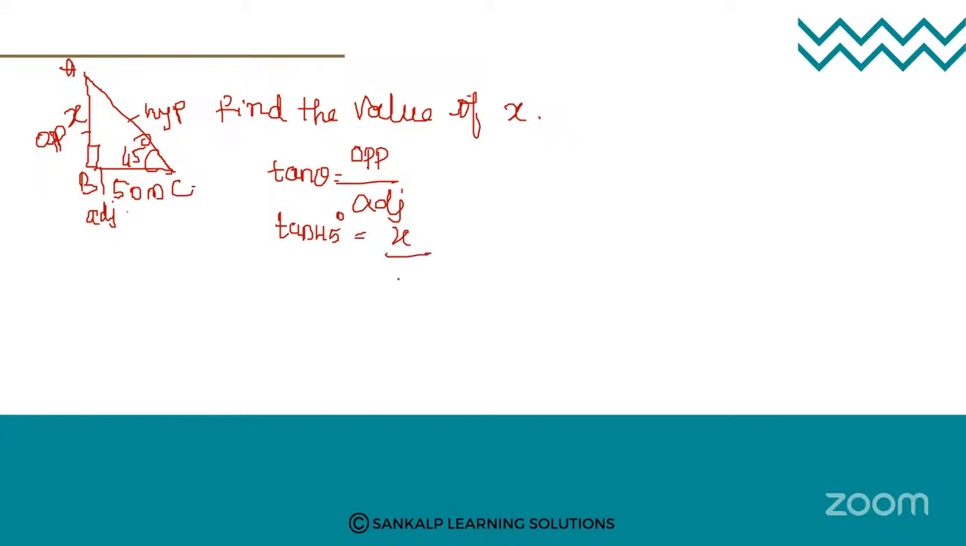x divided by 50. So tan 45 is 1, so x divided by 50 is 1. If you transfer 50 to this side, the x value is 50 meter. Observe carefully: if theta is 45 degree, tan theta is 1, that means the opposite and adjacent sides are equal. So here this is 50 meter and this is also 50 meter.